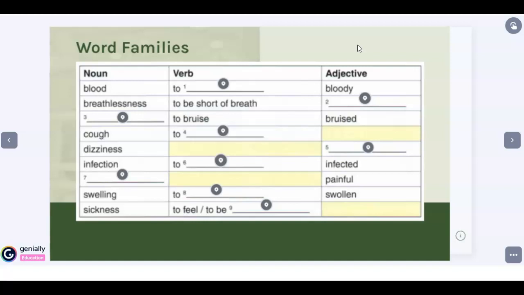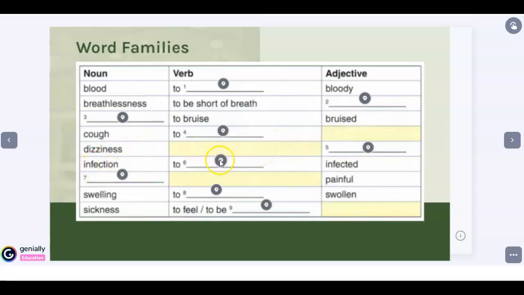So, for example, in this table, we can see different families. The first family is blood. The verb will be bleed, and then the adjective bloody. Then we have breathlessness, to be short of breath, and then we have breathless. We have bruise, and then the verb is the same, and then the adjective is bruised. Now observe this family. In this family, we only have the noun and the verb, but we don't have an adjective. In the following family, we have dizziness, dizzy, but we don't have a verb.